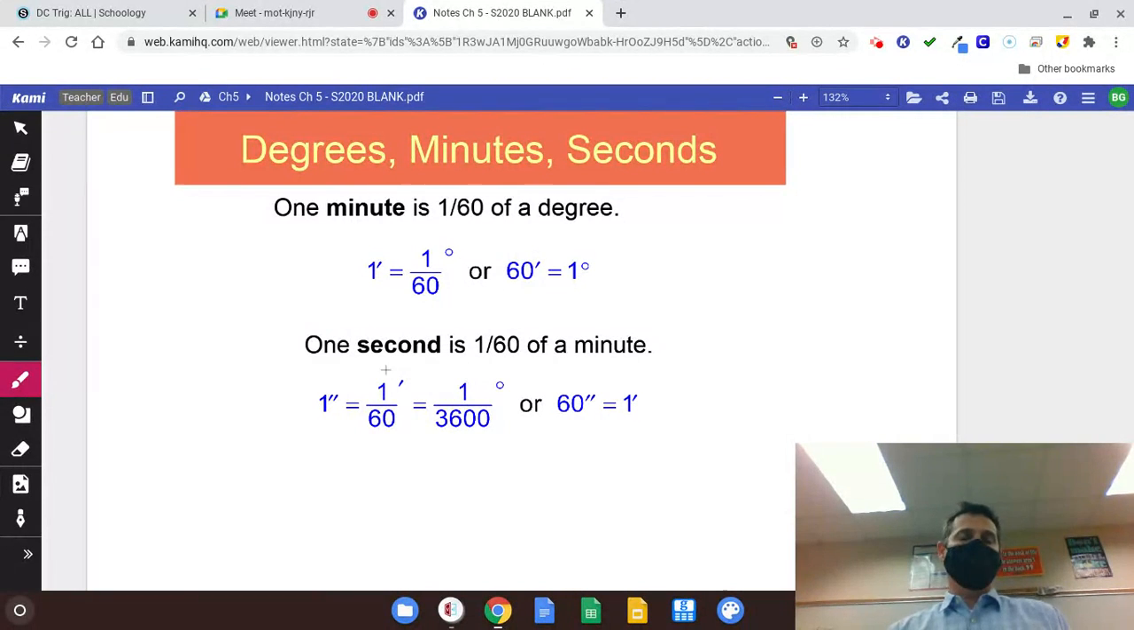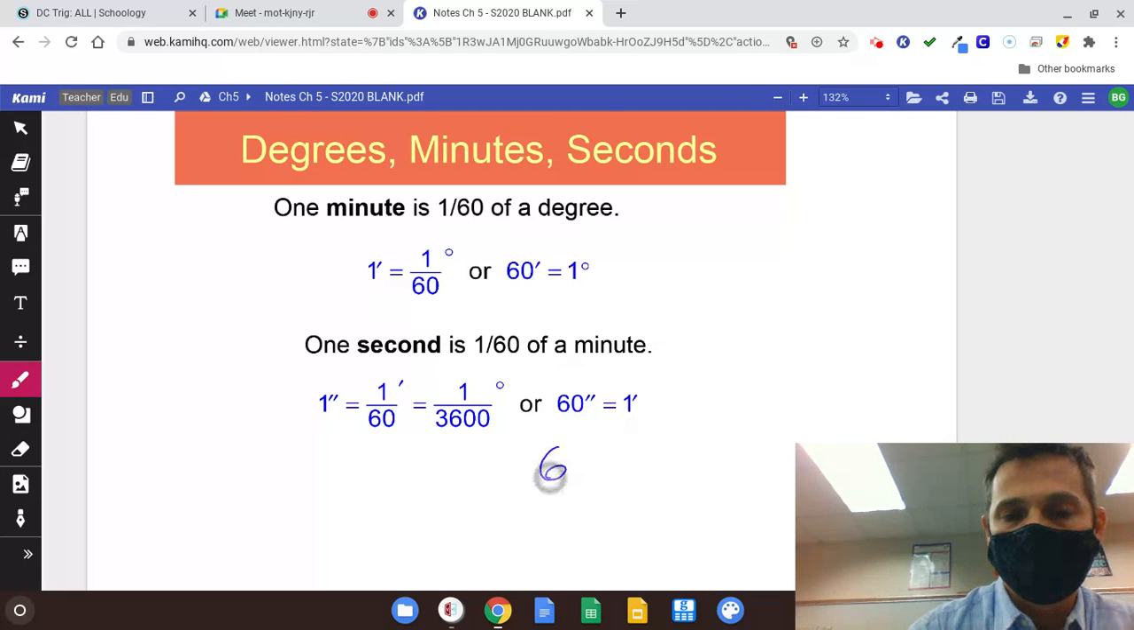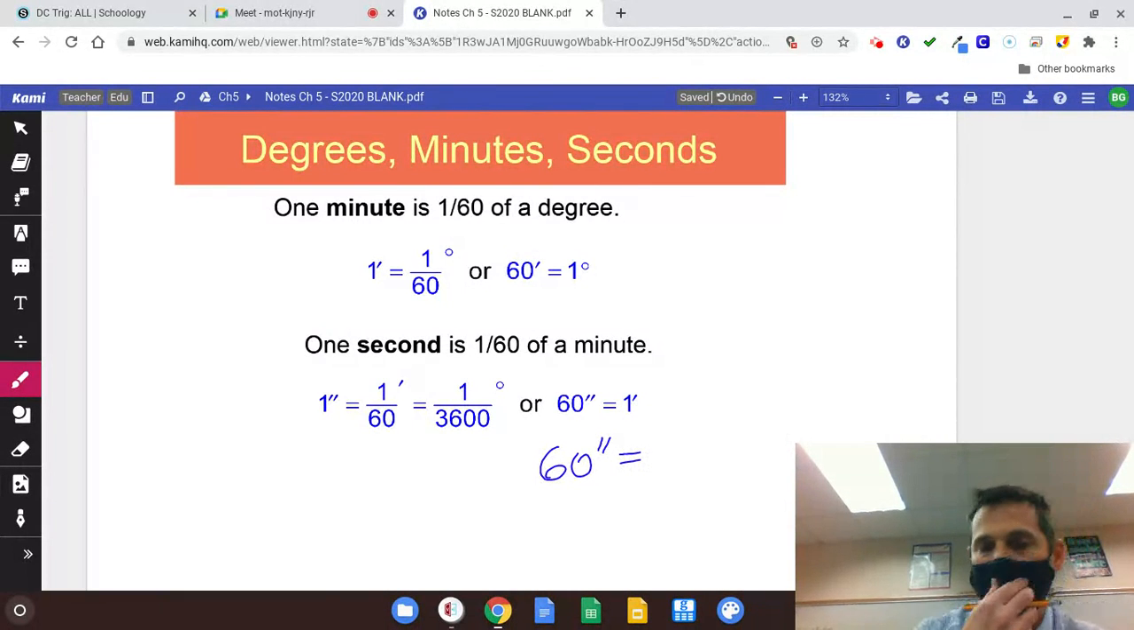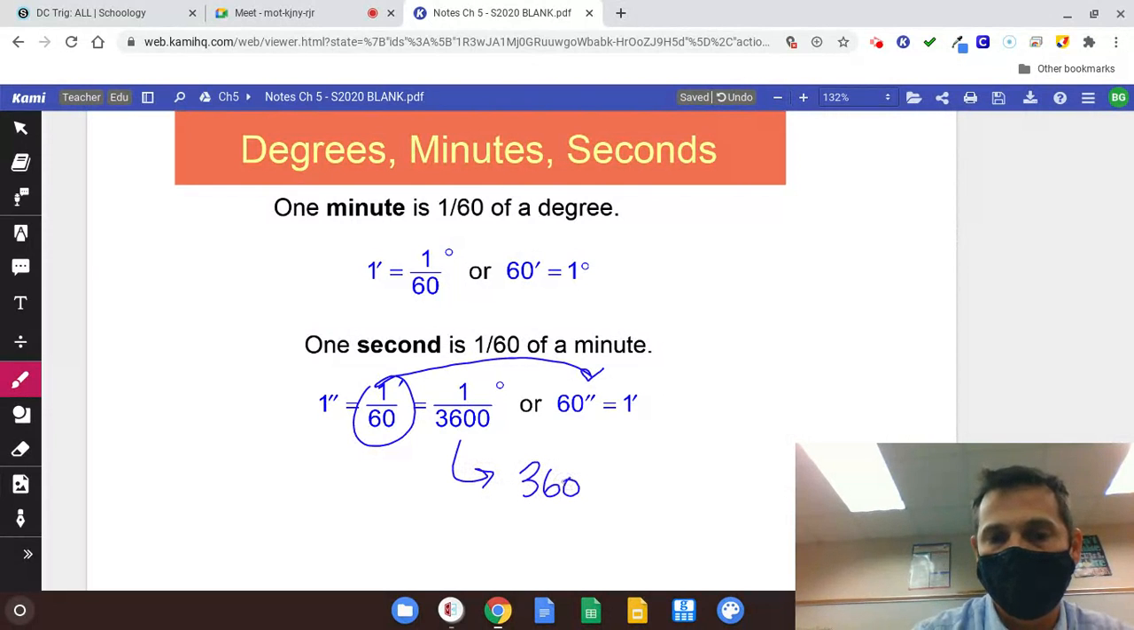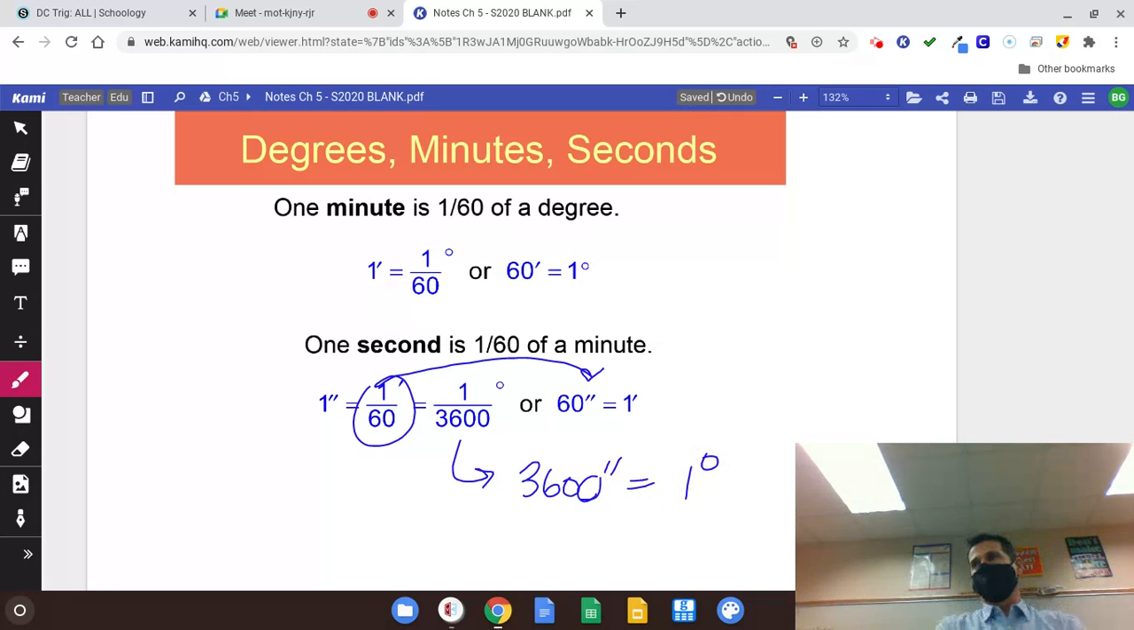Okay, 1 second is 1/60th of a minute, and so you can write it like this, or you can say 60 seconds is 1 minute. No, I'm sorry. I shouldn't have said it like that. I should have said it like this right here. 60 seconds equals 1 minute. But this right here says 3,600 seconds equals 1 degree. Okay? There are 3,600 seconds in an hour. It's kind of the same exact calculation.